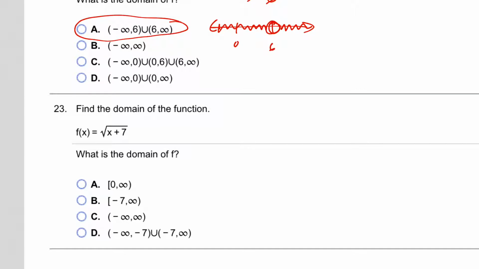Next, find the domain of the function. So the domain is going to exist everywhere that it can be 0 and it could be positive. So the inside of this has to be equal to 0 or greater than 0 or positive. So when we subtract 7 from both sides, we get negative 7. And because there's an equal sign, we're going to choose the bracket, and that's going to go to infinity to the right.